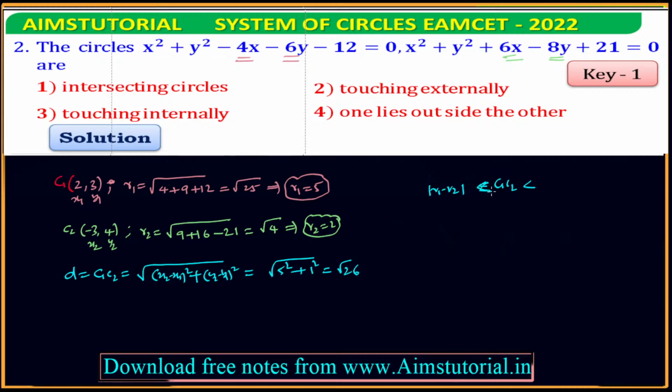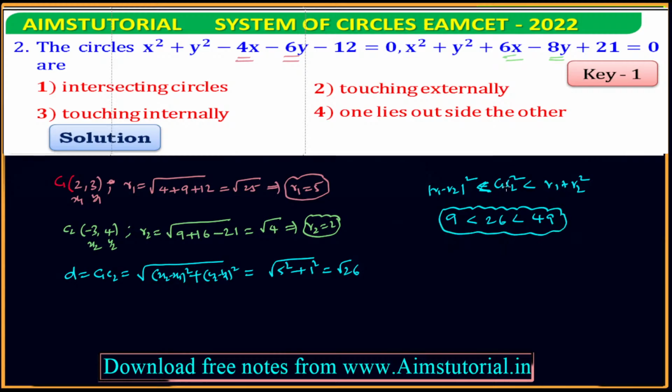Root 26, and R1 minus R2, R1 plus R2. Now see here, R1 minus R2, 5 minus 2 is 3. If you square all these, so here 3 square is 9, and this is 26. 5 plus 2 is 7, 7 square is 49. So 26 lies between 9 and 49.